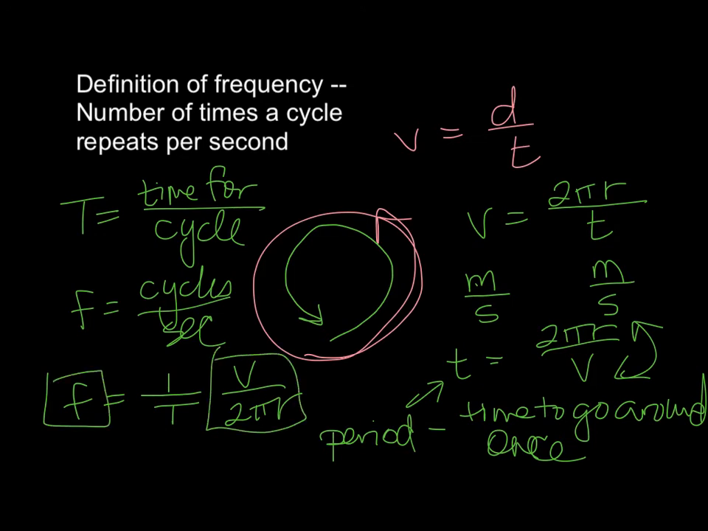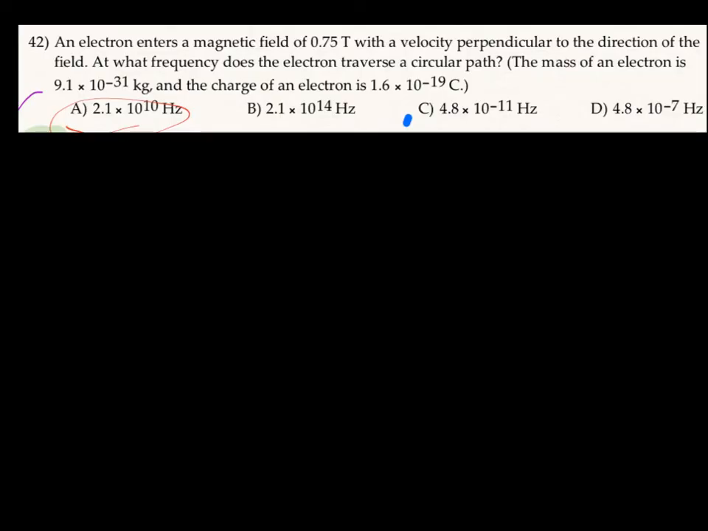Okay, so now we're going to put all these ideas together in one problem. Here we go. So here we're told an electron enters a magnetic field of 0.75 teslas with a velocity perpendicular to the direction of the field. That just says we can use our QVB. At what frequency does the electron traverse a circular path? So it kind of looks like we don't have enough information, but let's see what we can find out.